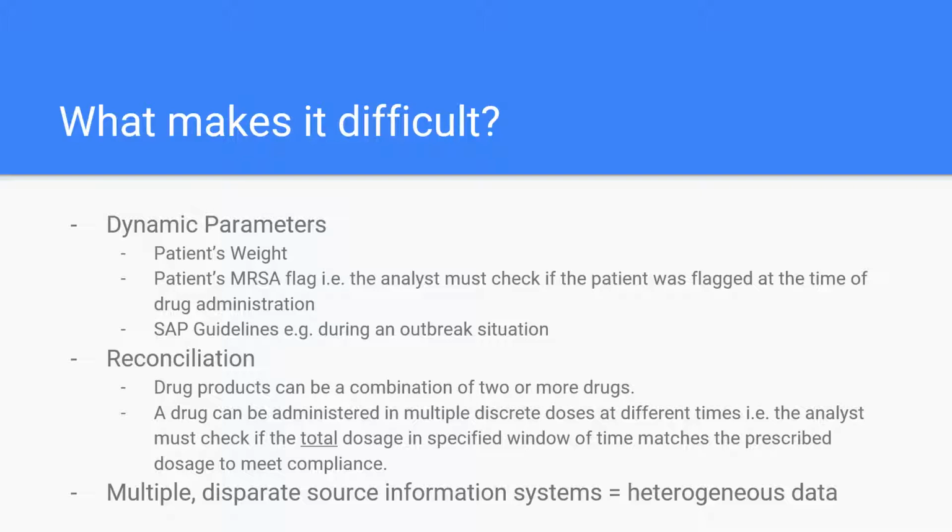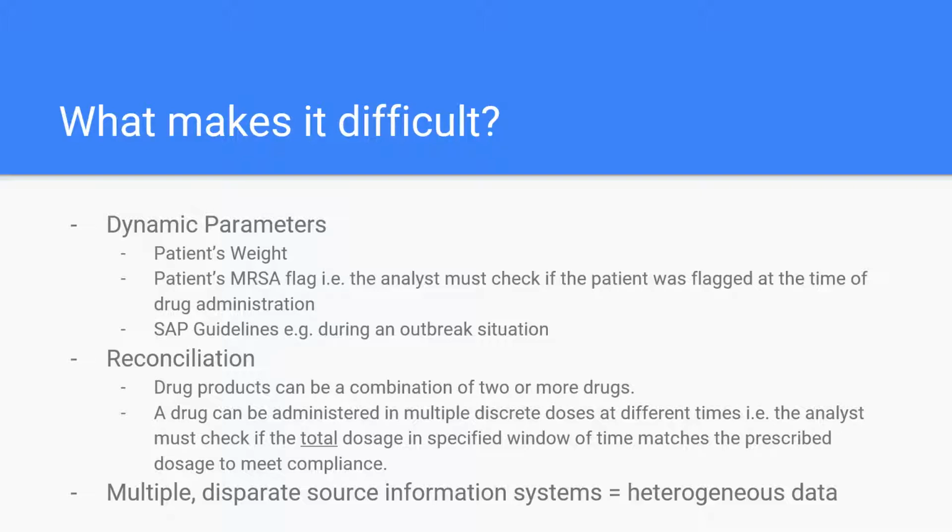Why is this whole process so difficult? Well, there's dynamic parameters. The patient's weight can change. The patient's MRSA flag can change. For example, the analyst must check if the patient was flagged at the time of drug administration. SAP guidelines can completely change. For example, during an outbreak situation, they would be very different.